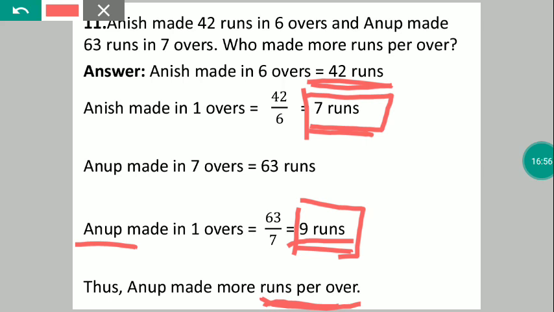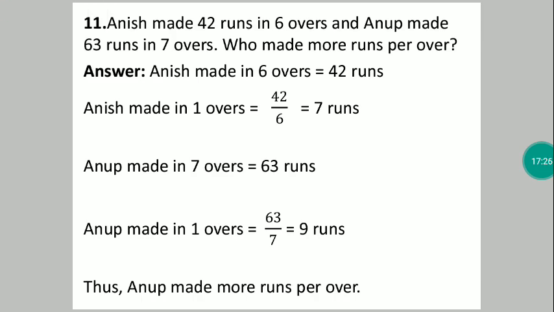In this way you can solve the problem by the unitary method. You have to solve each and every problem of exercise 12.3 by the unitary method. Unitary method is nothing but first find the quantity of one unit and then find the value of the required unit by multiplying the quantity of one unit by the required units. So you get the required answer. Write down all the questions in your notebook.